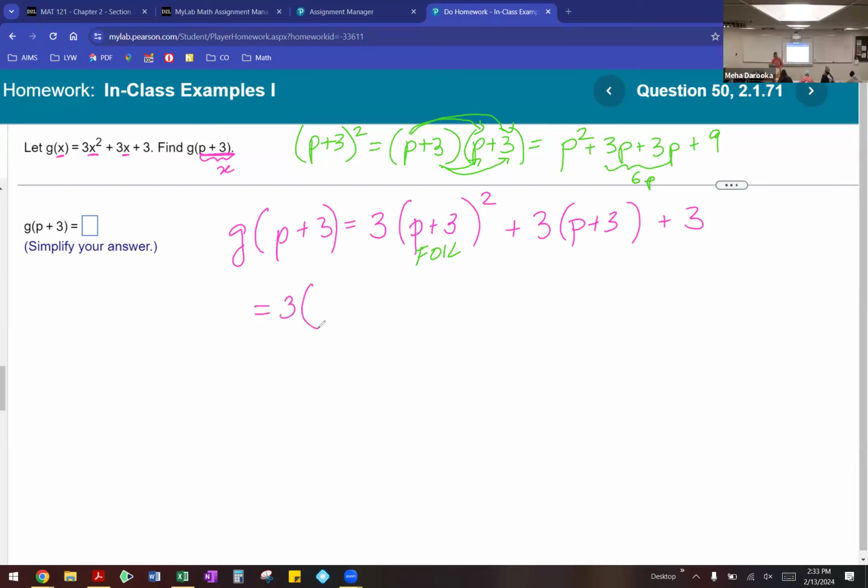Remember, you still have that 3 on the outside. The result of our FOIL gave us p squared plus 6p plus 9. Plus, and this time you can go ahead and multiply the middle term. You need to distribute that 3 inside the parentheses, which will give us 3p plus 3 times 3 is 9. And then that constant 3 at the end, you need to bring that back down as well.